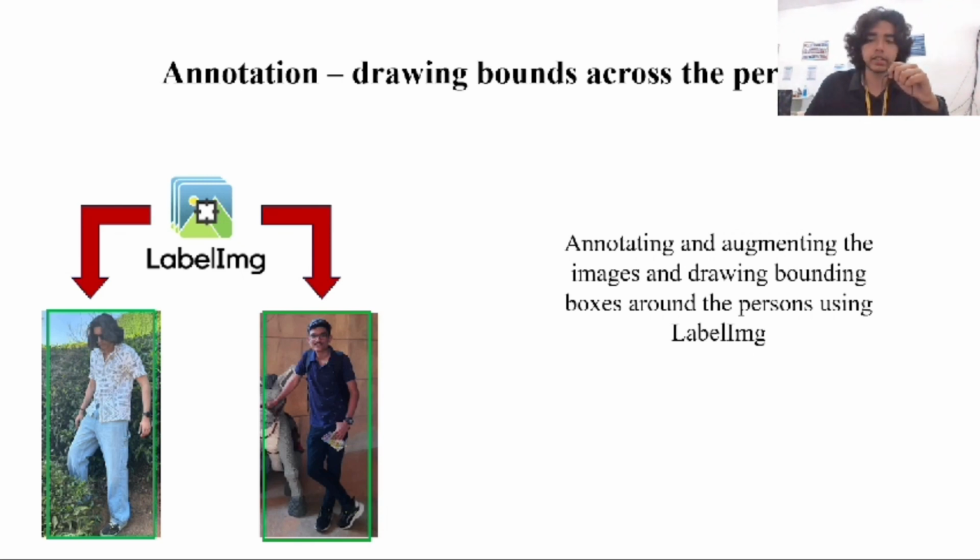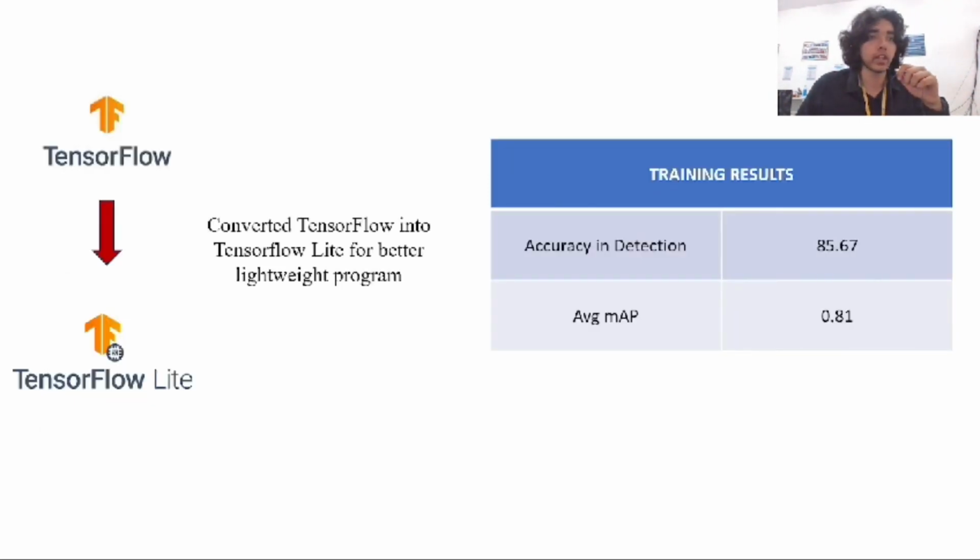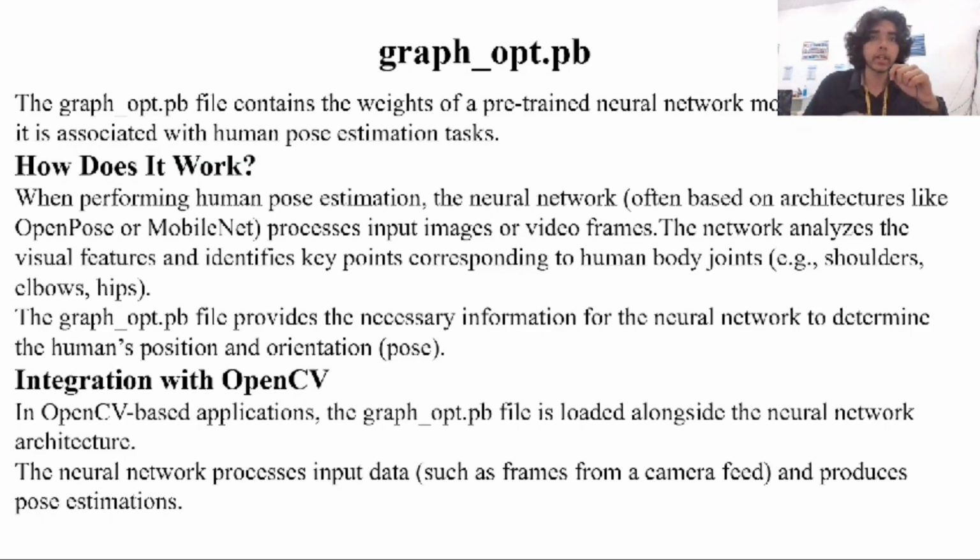So now we have created data sets, and we've generated the machine learning model using TensorFlow. And once the model was generated, we have converted it into TensorFlow Lite in order to make a lightweight program. Since we are using Raspberry Pi 4, in order to make it more accurate, we have employed a pre-trained neural network model in the form of graph_opt.pb. So basically this pre-trained model will help us in human pose estimation.